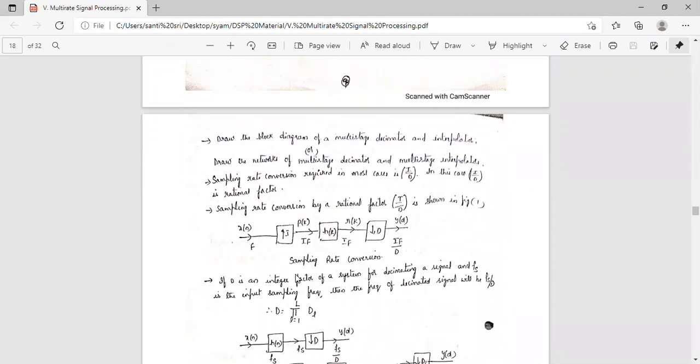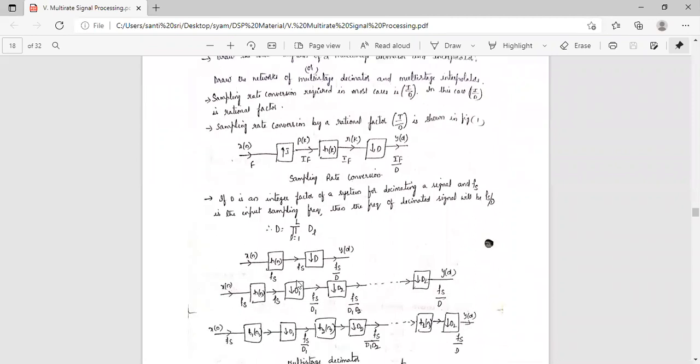Okay, if D is an integer factor of a system for decimating a signal, and Fs is the input sampling frequency, then the frequency of the decimated signal will be Fs by D. Therefore, D equals the product of the factors D_L, for L from 1 to L.